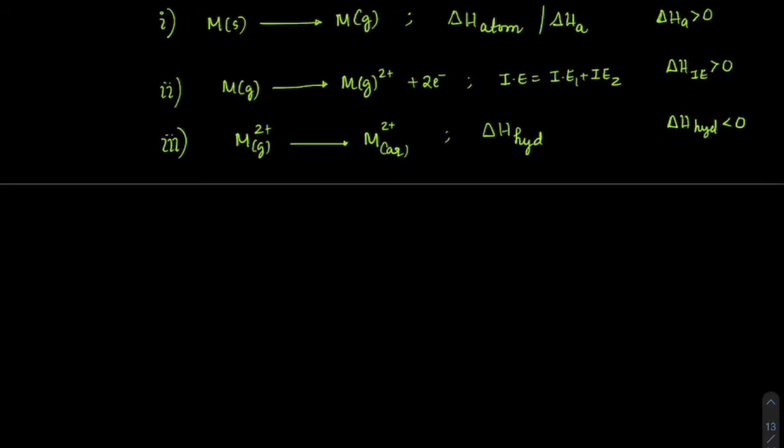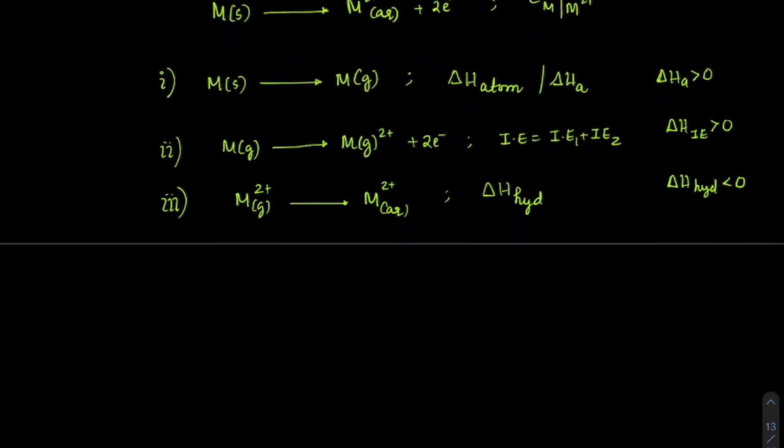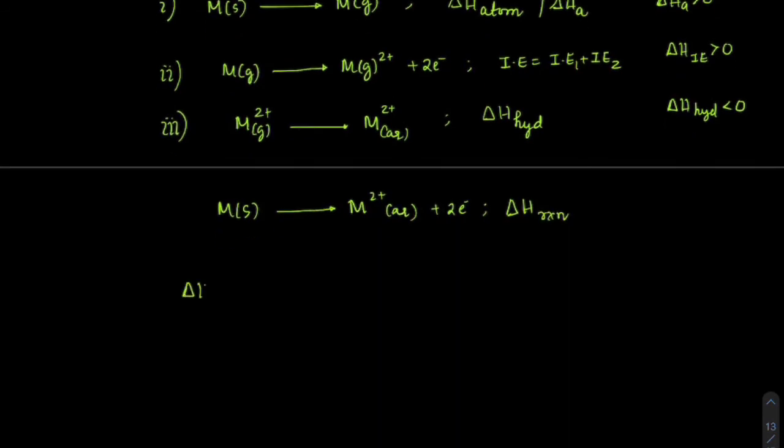And combining all these three, we would get the overall reaction. Check this, that is what is the importance of Hess law. So therefore what we can say, that M(s) changing to M2+(aq) plus 2 electrons, which is the delta H of overall reaction, right? For that reaction, it is the sum of delta H atomization plus ionization, plus delta H of hydration.